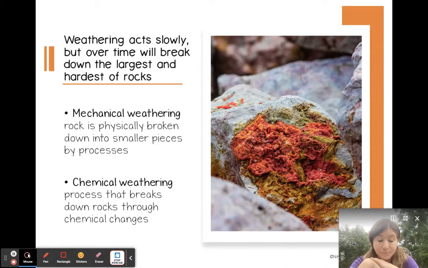In chemical weathering, that's when you're using some sort of chemical reaction to break down rocks. So if a rock is dissolving, if it's rusting, if there's acid rain involved, all of that is considered chemical weathering. So with mechanical weathering, we're not changing the chemical makeup of the rock, but with chemical weathering, we are. Some sort of reaction is occurring.